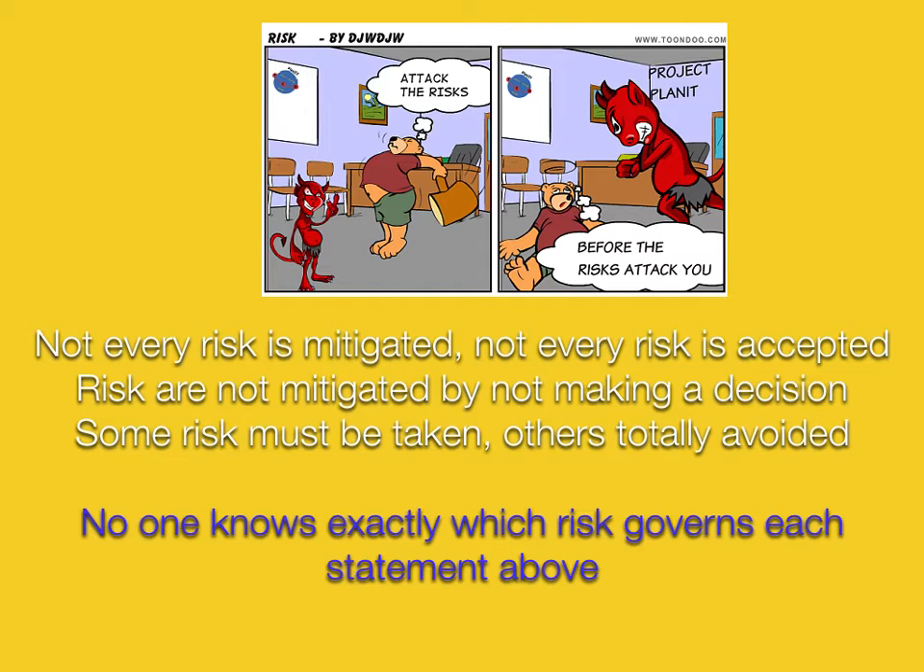Some risk must be taken for a project to be successful. I may take a risk on a young coder instead of going with the senior guy. But the young coder can code at 2.5 times faster than the older guy. Or vice versa. Others must be avoided or mitigated. The shuttle, I think we all know, should not have launched that day. Bottom line is, no one knows exactly which risk governs any of these statements. So as a project manager, I wish you luck.